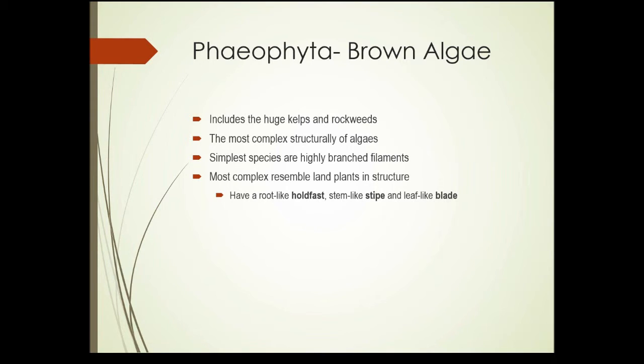And the most complex really start to look more like land plants. Kelp is a type of brown algae. They have a holdfast that holds them to rocks and the substrate in the water, a structure called a stipe, which functions like a stem, and a structure called a blade, which functions like a leaf.